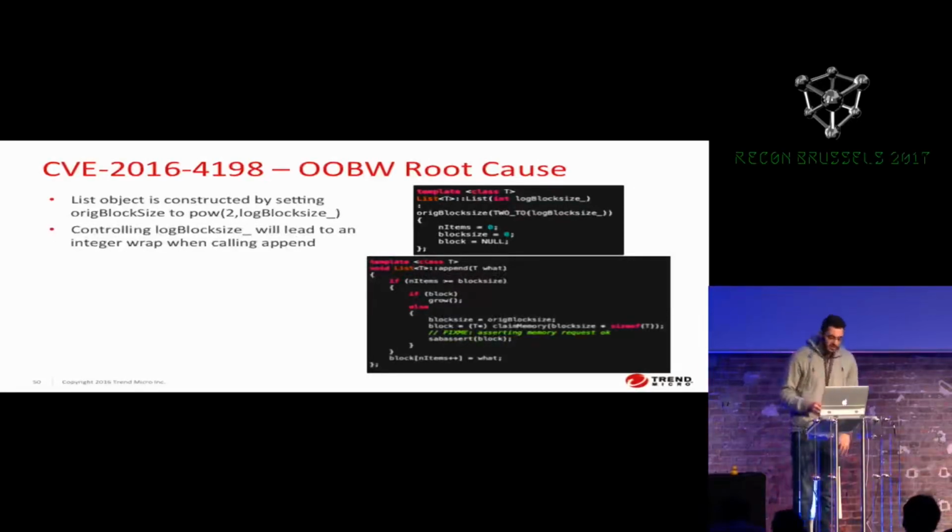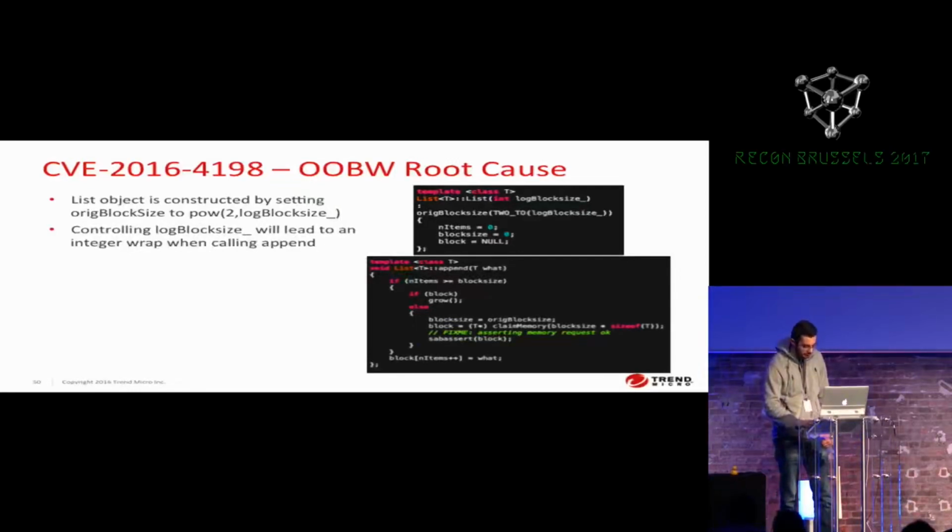And the nice thing about it is that if someone controls that size, that length, then they can trigger some kind of integer wrap, eventually allocating a very small buffer and then writing out of bound to that buffer, to that object.